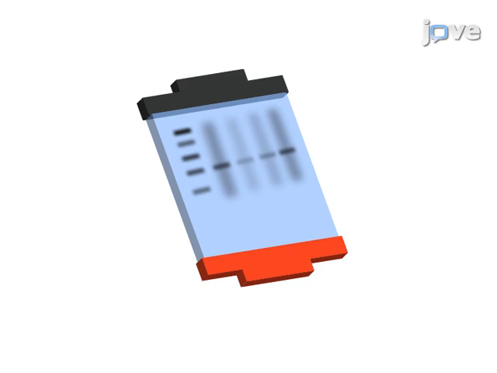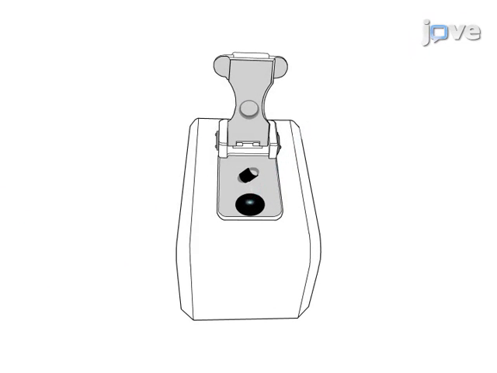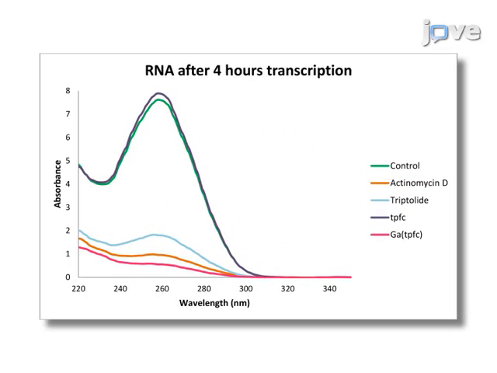Because ethidium bromide fluoresces upon binding of RNA, darker bands in the gel correspond to higher concentrations of RNA. To quantitate the extent of transcription inhibition, ultraviolet-visible, or UV-Vis, spectroscopy is performed. Ultimately, this video demonstrates a straightforward method for evaluating anti-cancer candidate properties through assessing transcription inhibition by corroles.